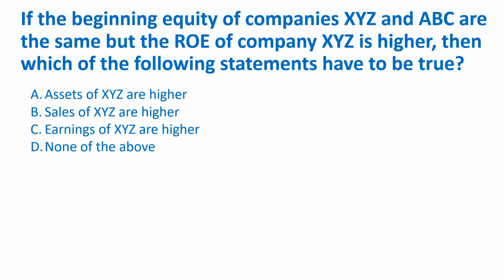The correct answer is C, because that's the only thing we can say for sure, because ROE by definition is annualized earnings divided by beginning equity. If the beginning equity is the same, and if ROE of XYZ is higher, then that means earnings of XYZ are higher. We cannot tell about assets and sales, because you could have had a higher equity multiplier but then a lower turnover, or vice versa. So the correct answer that we can say for sure is C.